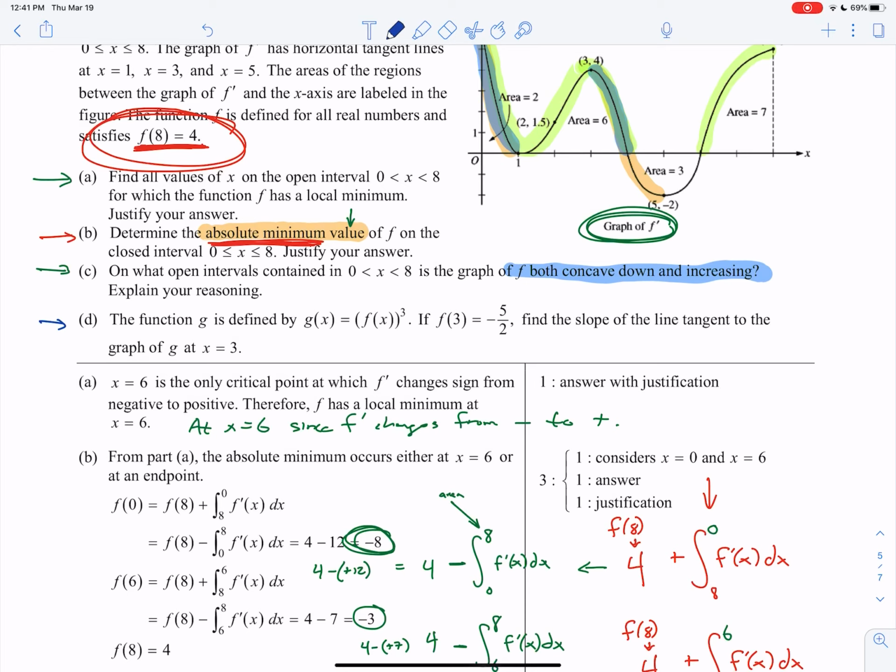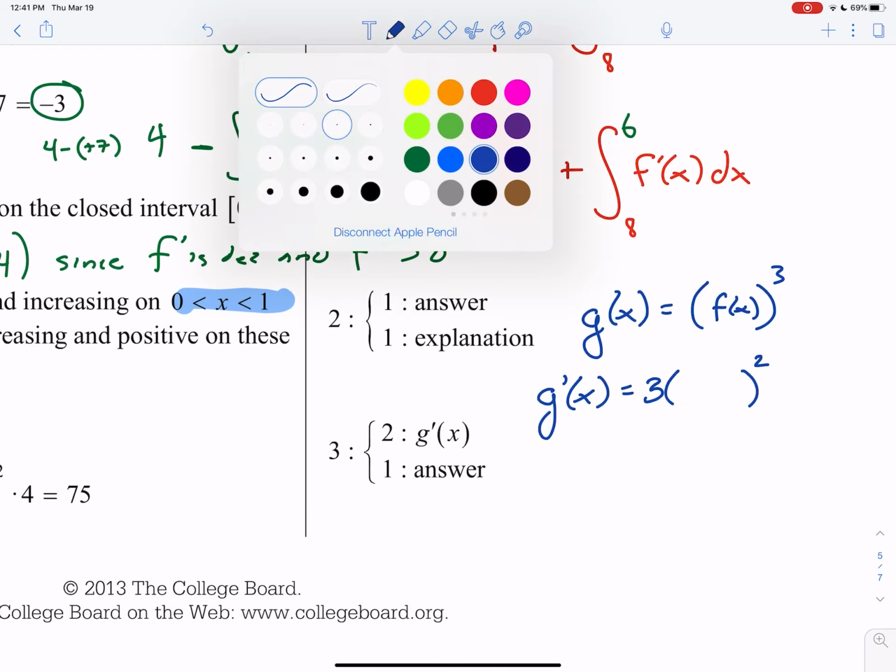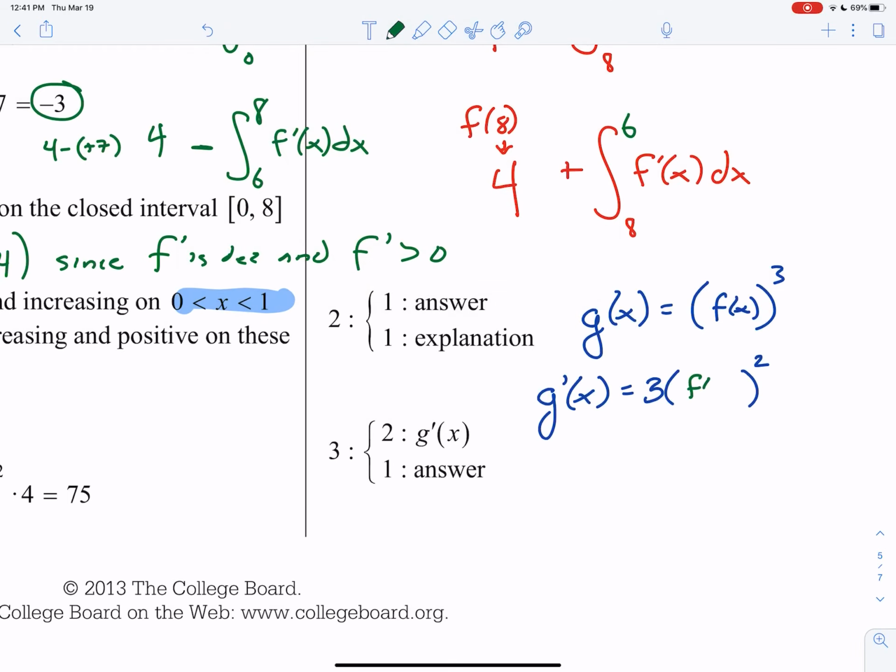If g of x is f of x cubed, we need to find g prime because the derivative will give us the slope, okay? But if you notice that g of x is f of x cubed, there's actually a function f inside of the cubic function. So this will require the chain rule. So we take the derivative of the outside, of the same inside, times derivative of the inside. Okay, I'll get rid of that bar there.